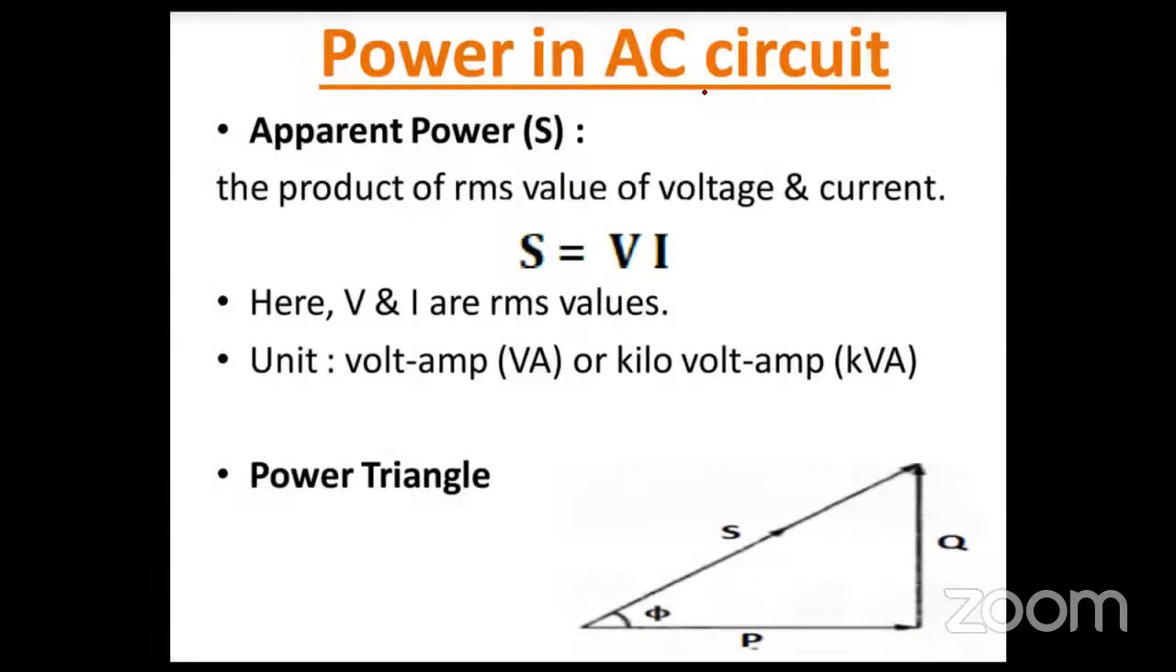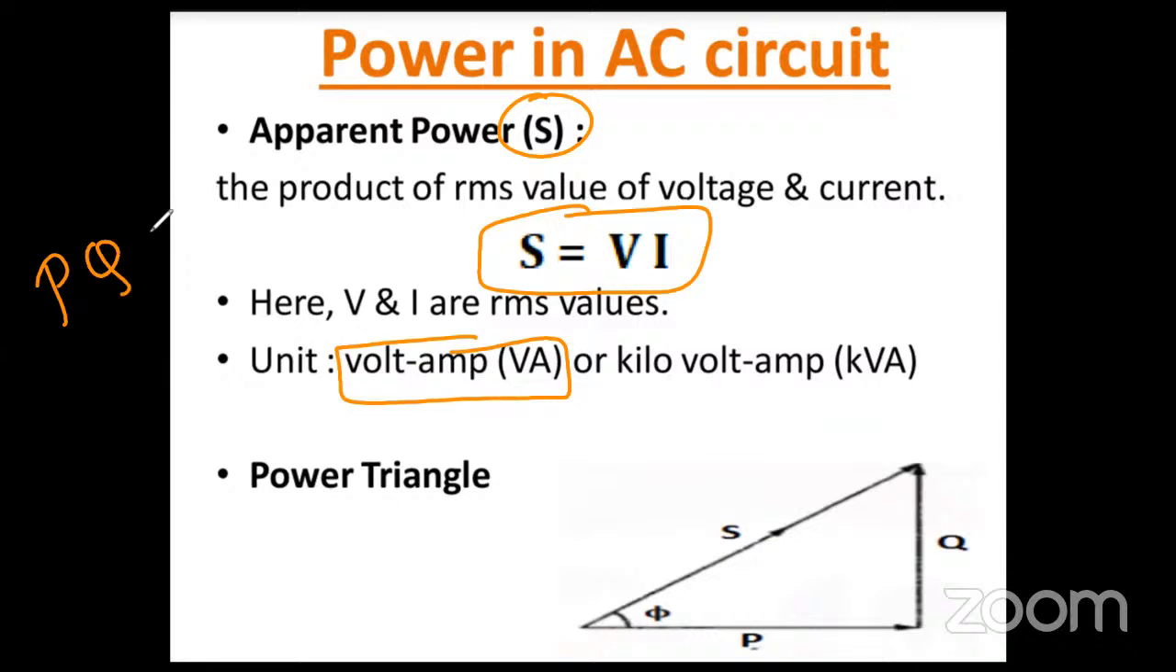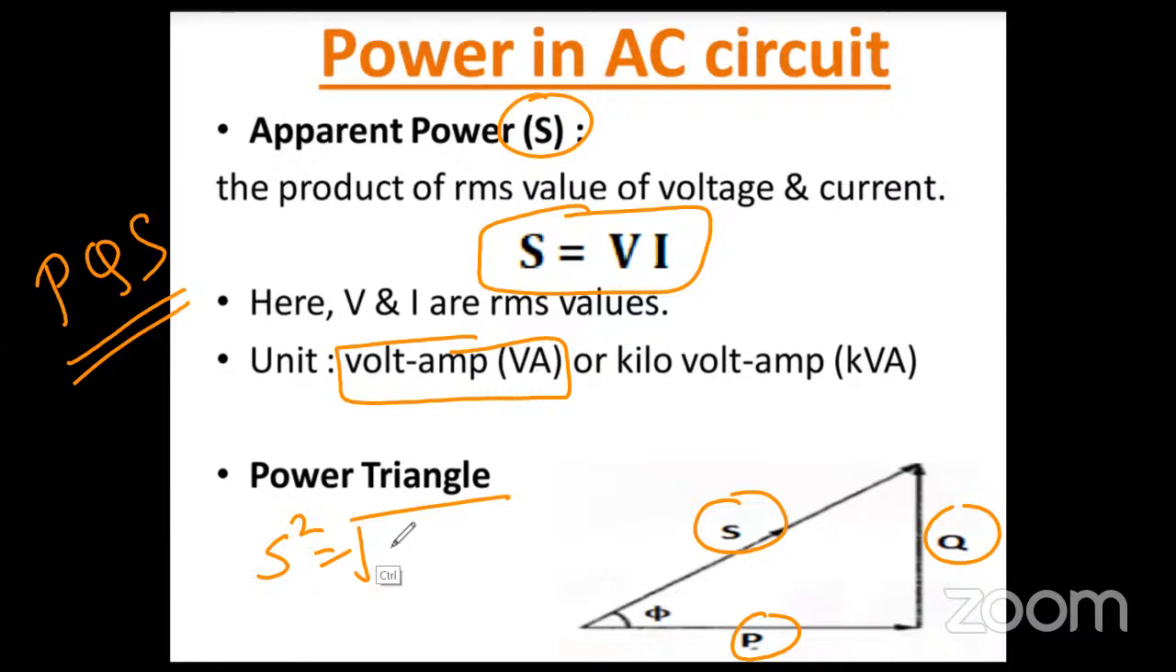Then the last one, the apparent power. S is equal to VI. Both are RMS only, and the unit is VA. Notation is capital S. And by using all three, P, Q, and S, we design one triangle. That is a right angle triangle. The hypotenuse is S, the opposite is Q, and the adjacent is P. So S square is equal to P square plus Q square. Then we have sin phi, cos phi, and tan phi.